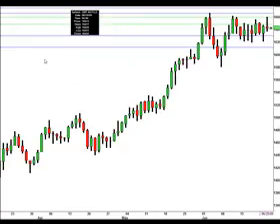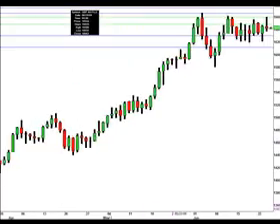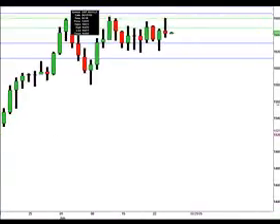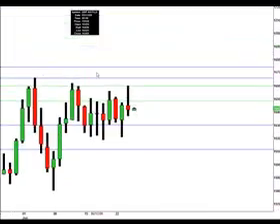Let me just go back to the daily now so we can talk about tomorrow's resistance and support levels. I'm just going to delete those two green lines now.